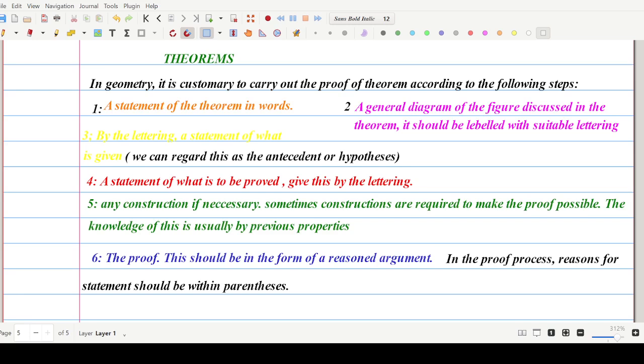Now we're done with that one. Any construction, if necessary, so that it is necessary for construction, so that the theorem will be provable. But some other time it is not necessary. What is given to you in the antecedent is sufficient to carry out the proof. All this we shall see later. Then the last stage of the proof, and this should be in the form of a reasoned argument. All right, it should be in the form of a reasoned argument. Now, in the proof process, reasons for statements should be within parentheses. Reasons for statements you make should be within parentheses.